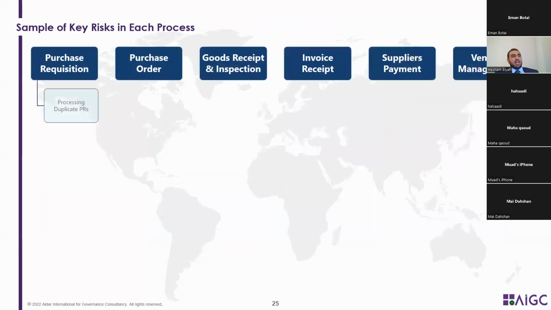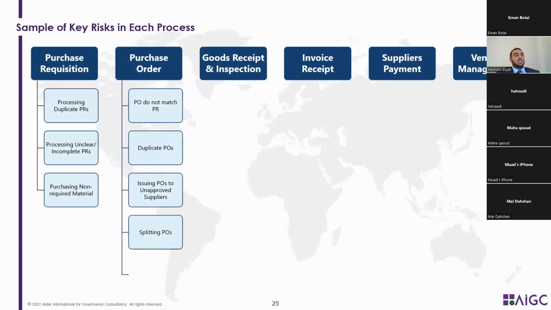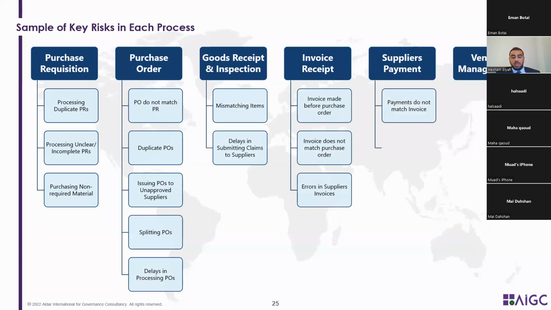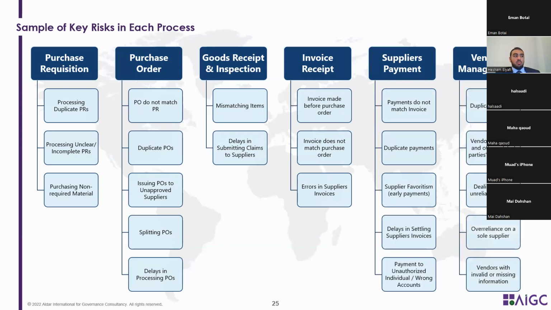So again, a sample of key risks in these processes will include, let's say in the PR process, having duplicate PRs, processing duplicate PRs, processing incomplete or unclear PRs, purchasing non-required materials, material that we actually don't have a usage for that.